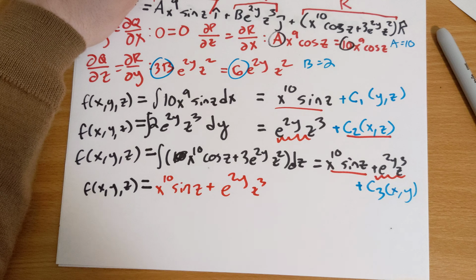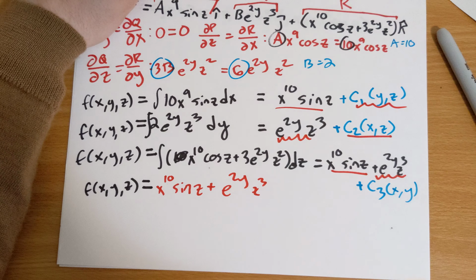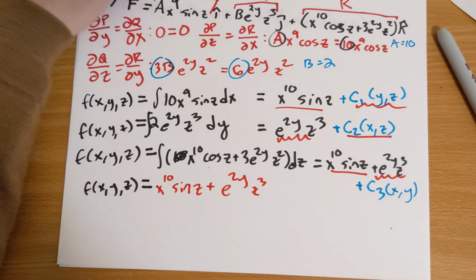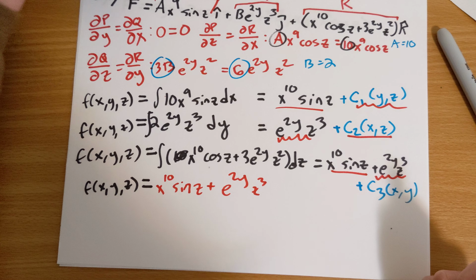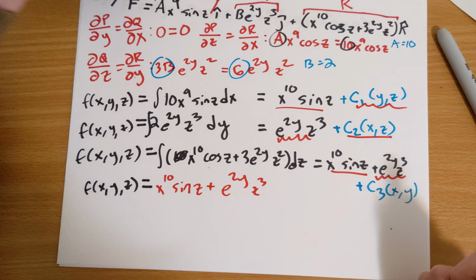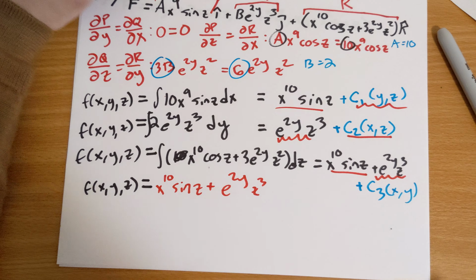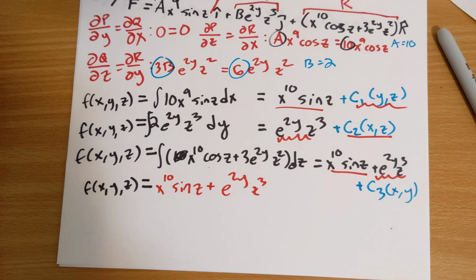There's also e to the 2y z cubed here, and e to the 2y z cubed must be part of c1 of yz. And that takes care of all the terms we see here. You could tack on a constant if you want to. It just says find a potential function. It says find the potential function. I should have written that as find a potential function. This will work. Shifted by any constant, it still works.